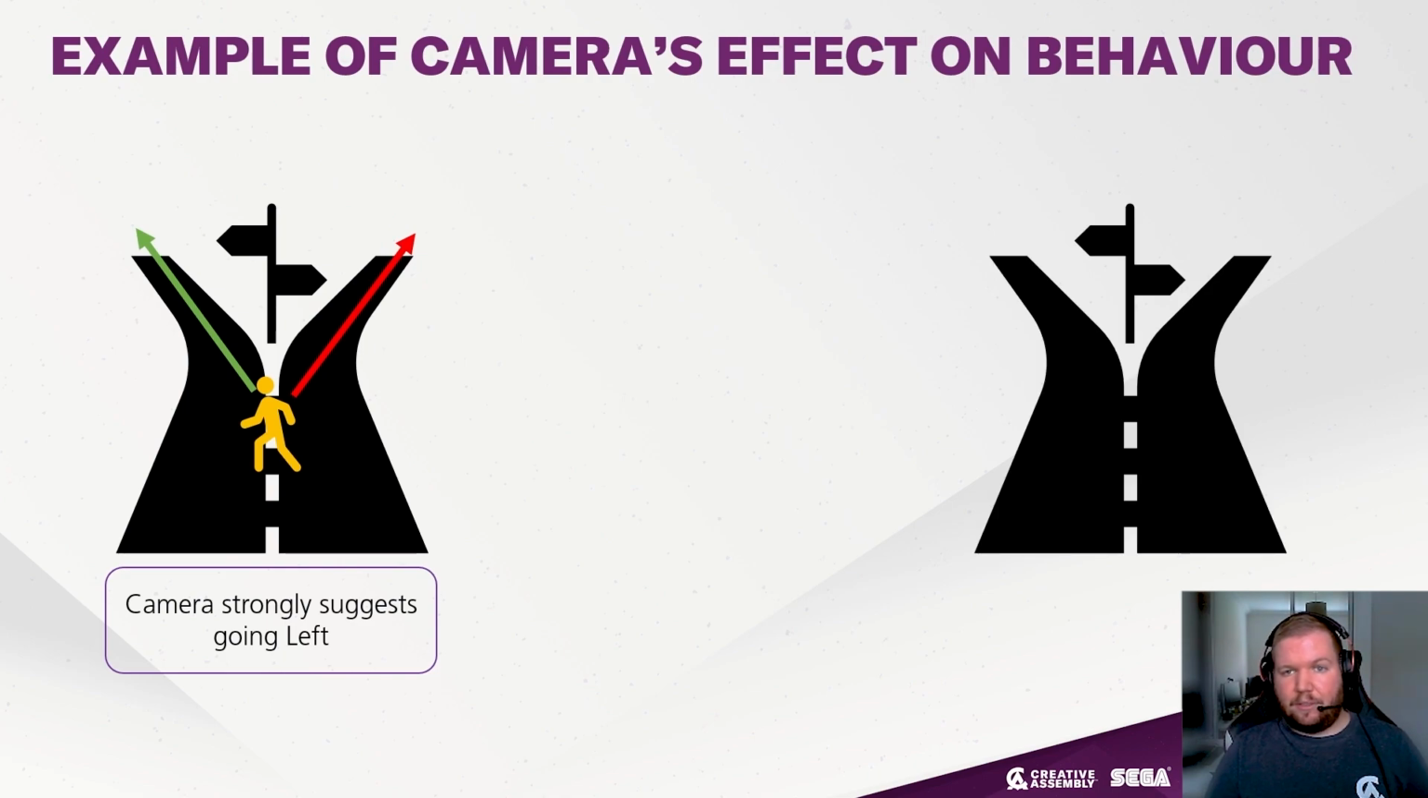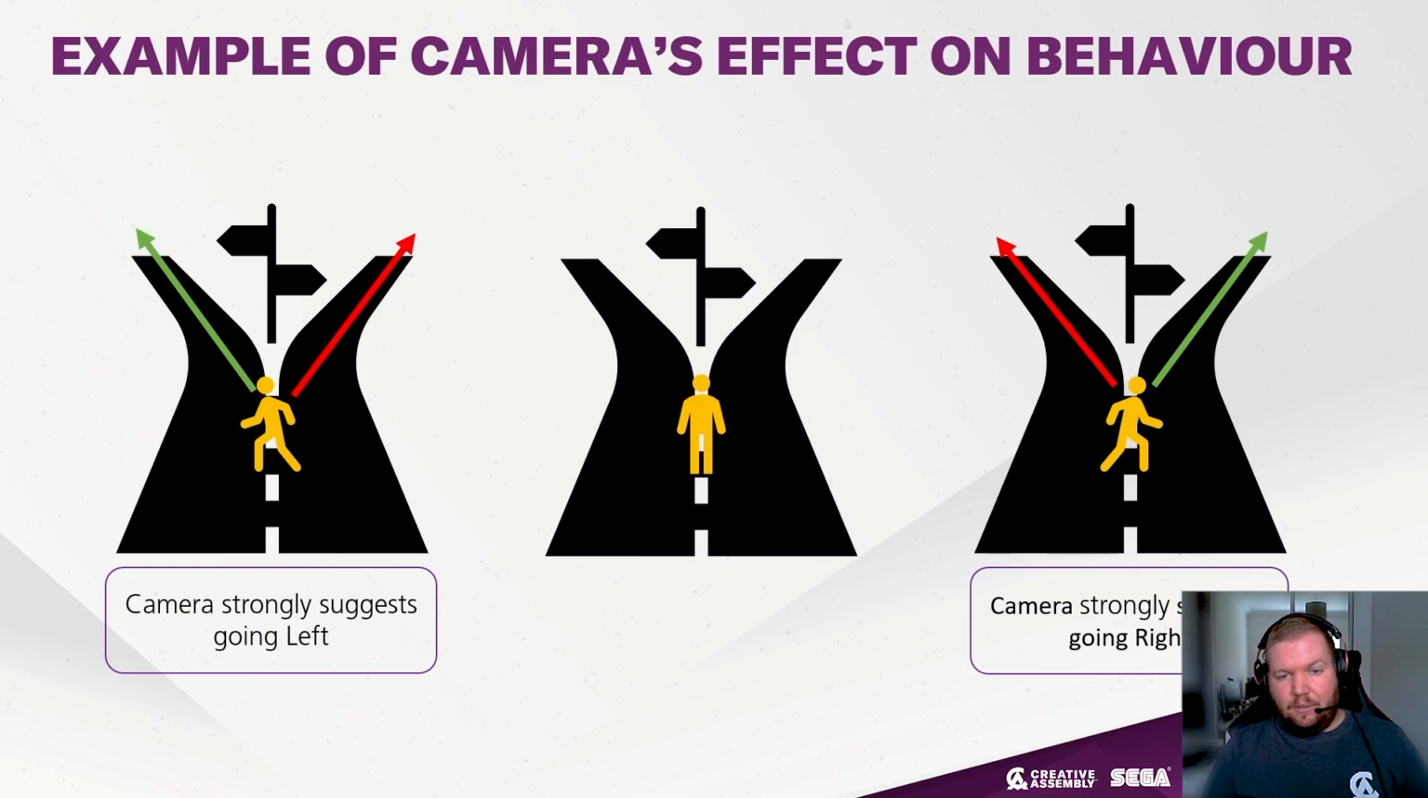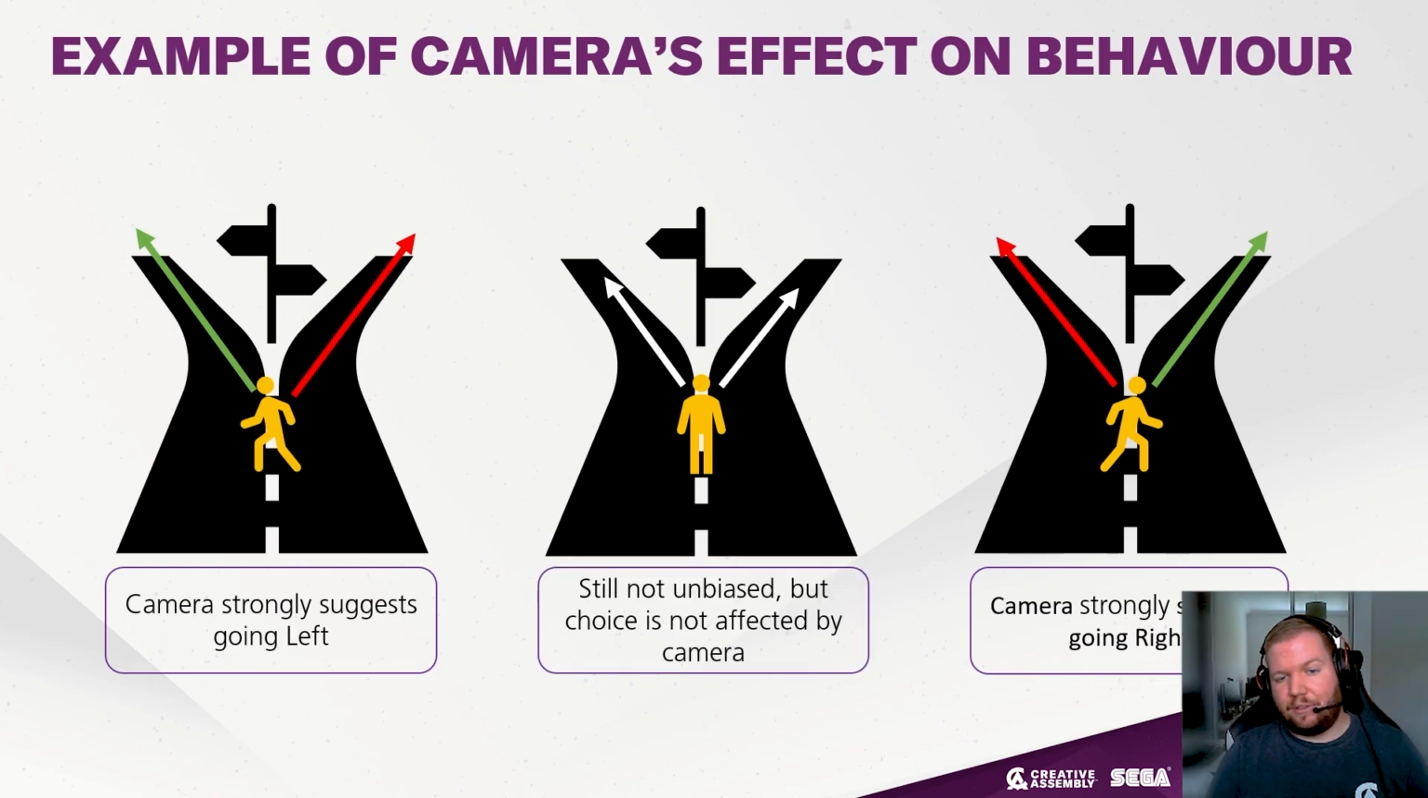If you have the same situation, a player is going down the path and then it splits into two, but then you automatically pan the camera to the right path, then the player will be much more likely to go to the right than to the left, because the camera suggests that the player should go to the right. But if you have the same situation, the player is going down the road, but you don't actually move the camera in any meaningful way, then this will be a player choice.